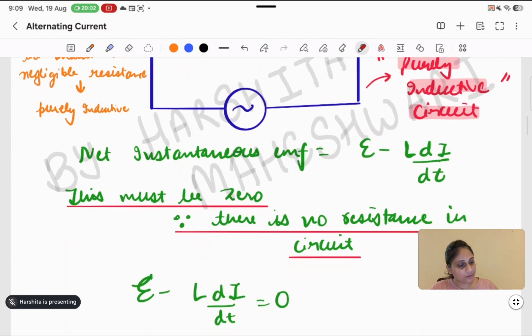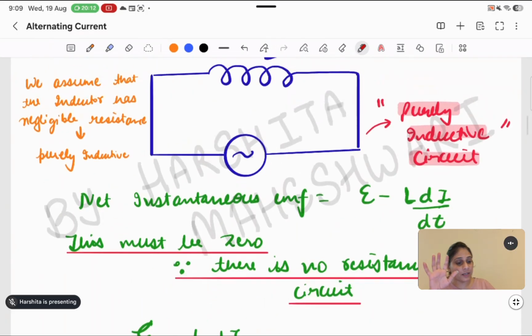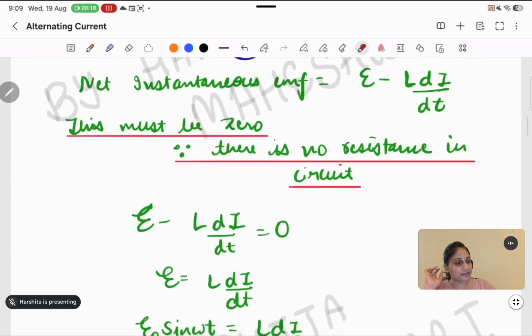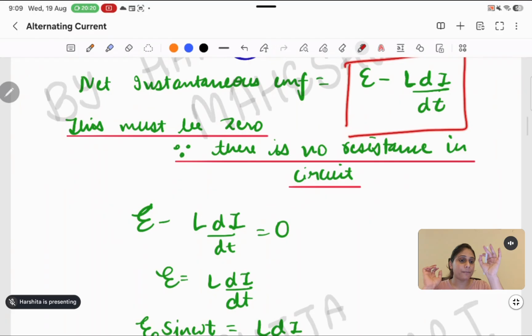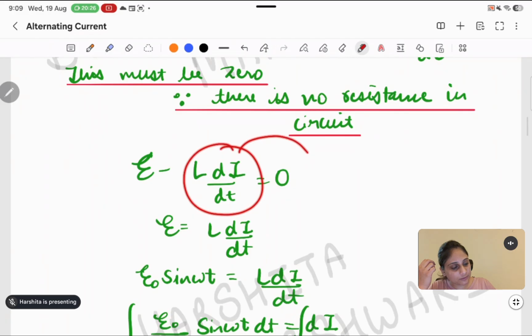Okay. So we wrote the net instantaneous EMF. But this EMF will be zero because there is no resistance in the circuit. I'm again saying there is no resistance; I just now mentioned this thing. That's why it is zero. Okay. So we will be equating this expression of net instantaneous EMF to zero. Clear? Now we can bring this term to the right hand side.